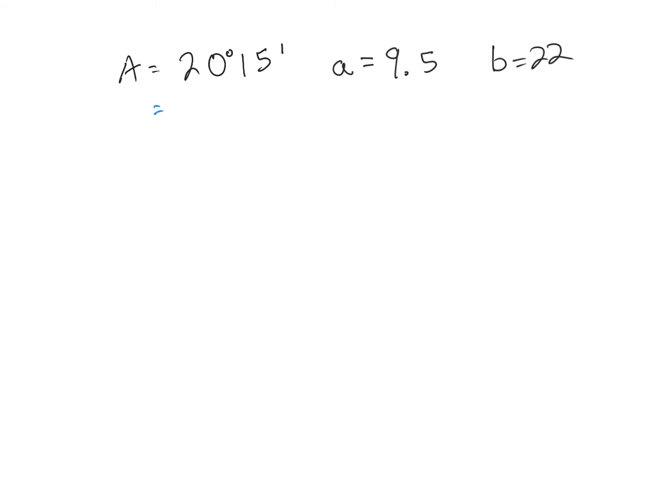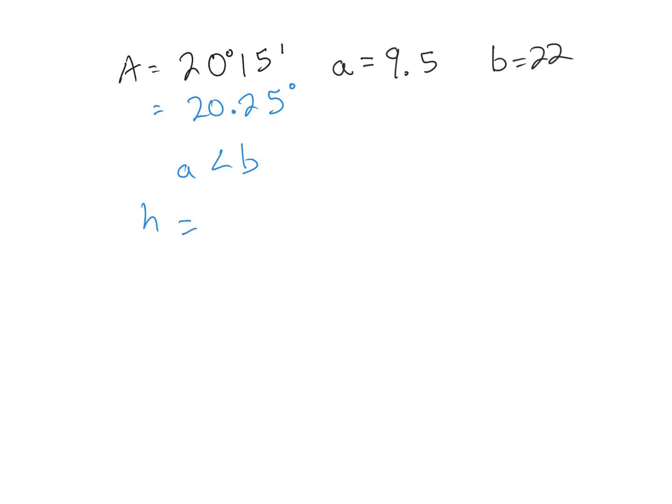So 20 degrees, 15 minutes, punch that into my calculator. I get 20.25 degrees. My A is already less than B, so I either have 0 answers or 2 answers. So let me check my H.